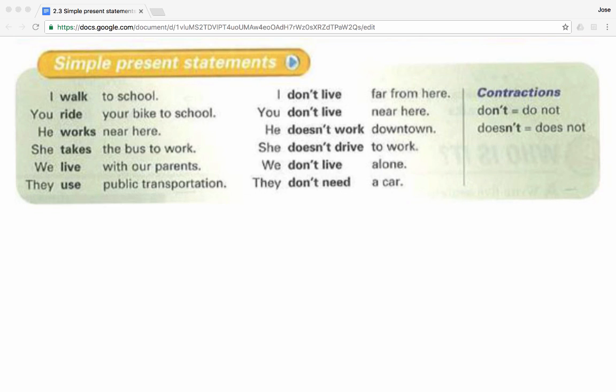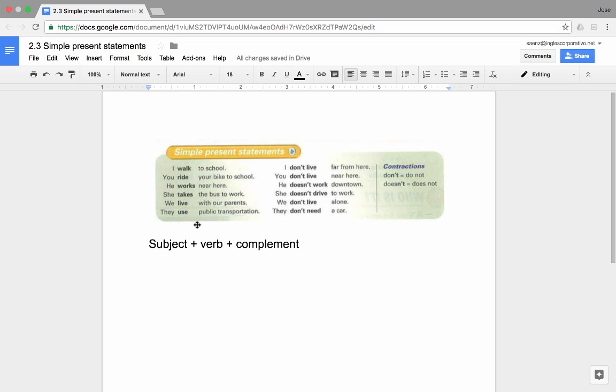In order to form positive statements in the simple present, you need to follow this formula. Subject plus verb plus complement. For example, I walk to school. I is the subject. Walk is the verb. And to school is the complement.